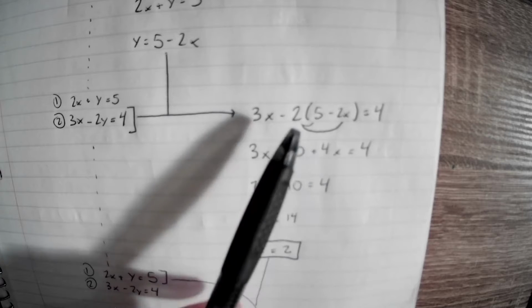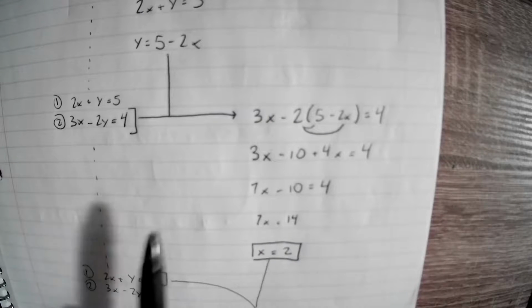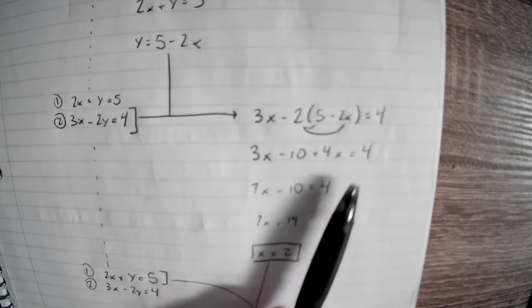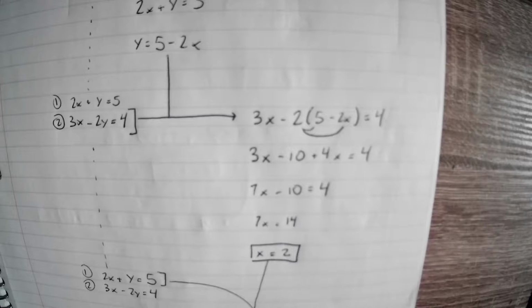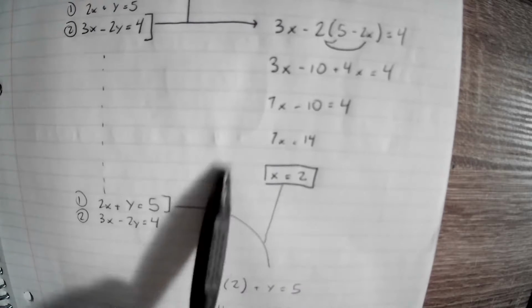By distributing the 2 into each term in the parentheses and combining like terms with the 3x and 4x, we get 7x minus 10 equals 4. More simplification: 7x equals 14, x equals 2. Now we have one of the solutions. We have x equals 2.